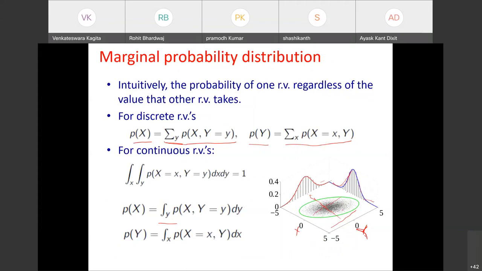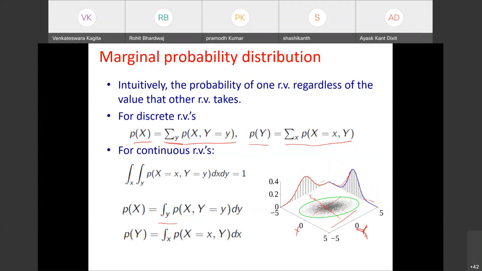Partial derivatives gives you the slope, right? Yes, sir. But here you are not interested in the slope of the function. You are just interested in the cumulative distribution, irrespective of the values that one of the variables is taking. Right. Okay. Thank you, sir.